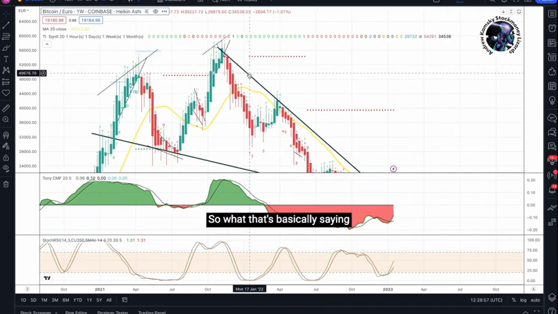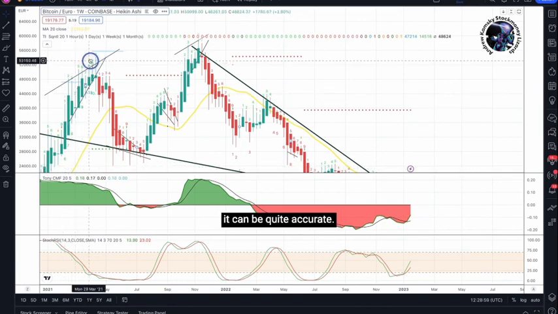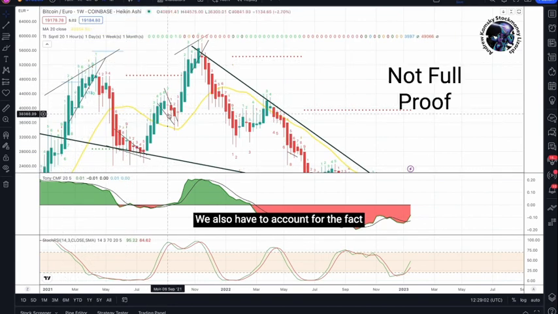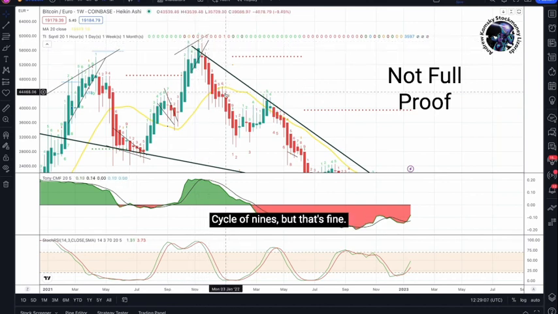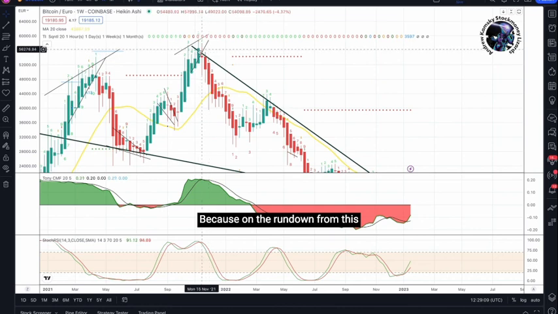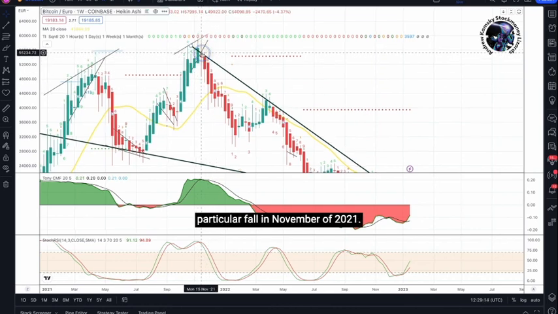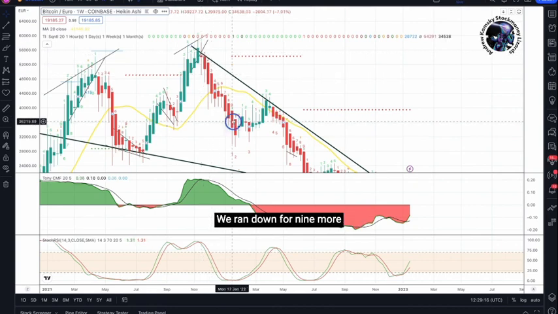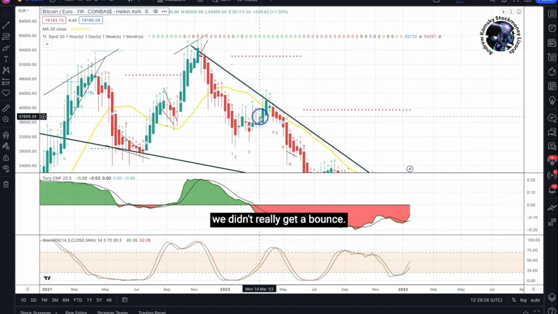So what that's basically saying is that while sometimes it can be quite accurate, we also have to account for the fact that we might not complete the full cycle of 9s. But that's fine, because on the rundown from this particular fall in November of 2021, we ran down for 9 more weeks, consolidated at this area where we were assuming that we were exhausted from the downside, but to be fair, we didn't really get a bounce.